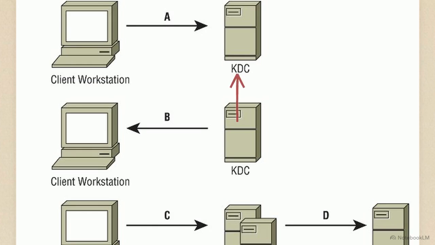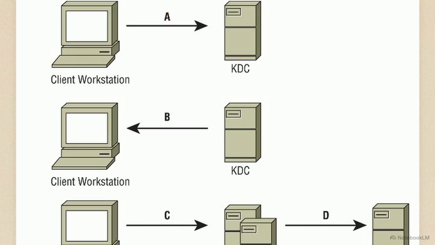Looking at the top of the diagram, we start with the first stage of communication between the client workstation and the Key Distribution Center, or KDC. Before this step occurs, the user has already entered their password locally to log into their machine. Their initial identity is established. If the user is already authenticated locally, what data does the workstation actually send to the KDC at point A to request access to a new network resource?